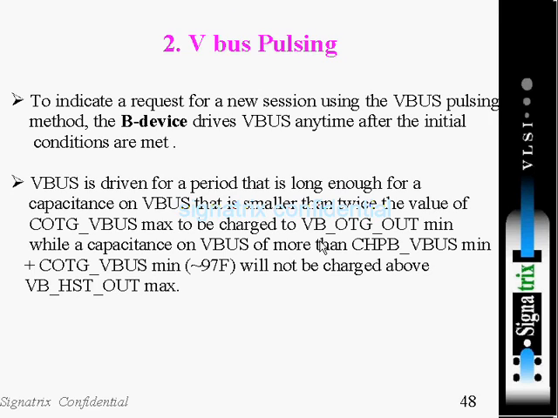Just to give a small indication to the host. So this is called VBus pulsing, and here they mentioned the capacitance-related stuff in the second point. VBus is driven for a period that is long enough for a capacitance on the VBus that is smaller than twice the value of some value they mentioned.